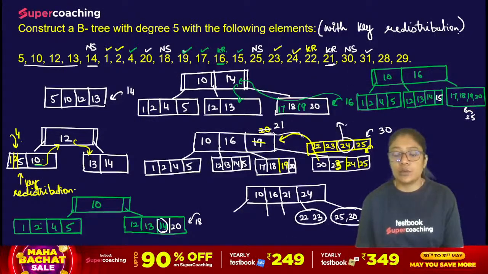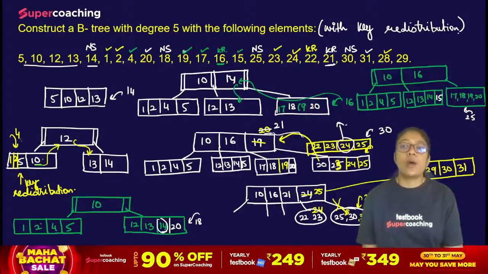Take the next element. This is 31. So we can add 31 in the existing node. 28 we can add here. No problem. 29. In case of 29, we have to go for key redistribution. So here we'll get 25, 24 and the right node. I'm just constructing the right node here. Here we have the elements 28, 29, 30 and 31.